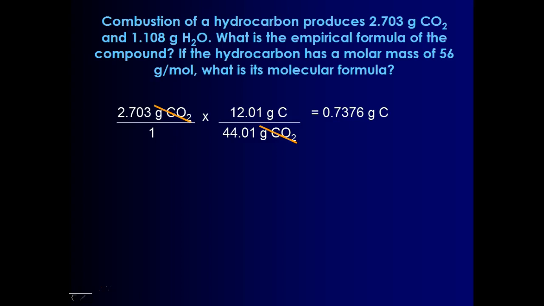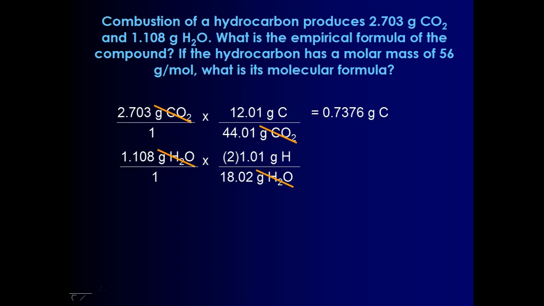We're also going to take the mass of water. We're going to convert from grams of water to grams of hydrogen, accounting for the fact that there are two hydrogens in H2O. So that's why we use the molar mass of 18.02 and 2.02. That gives us that there are 0.1242 grams of hydrogen.